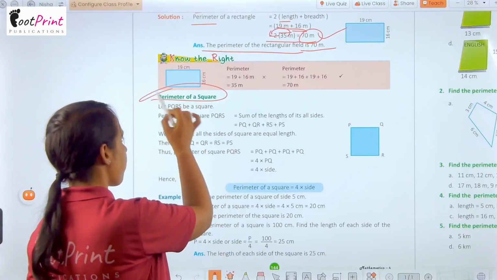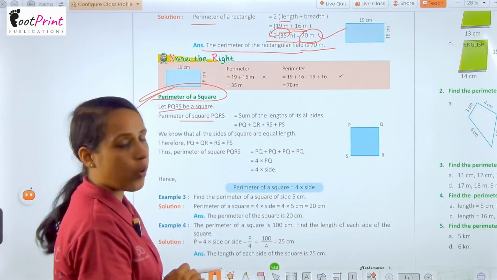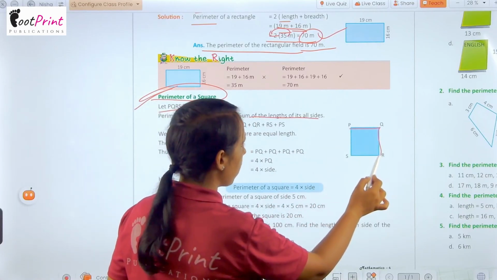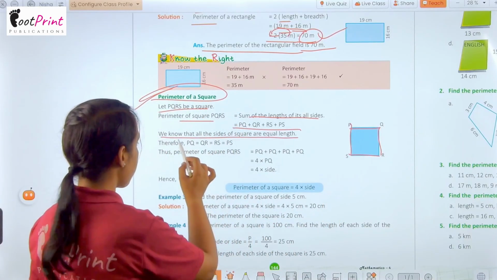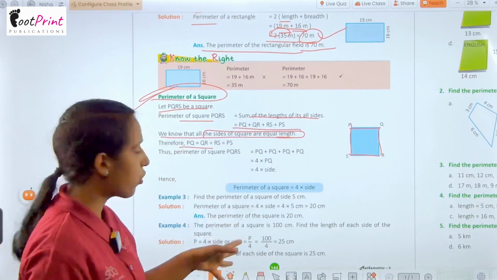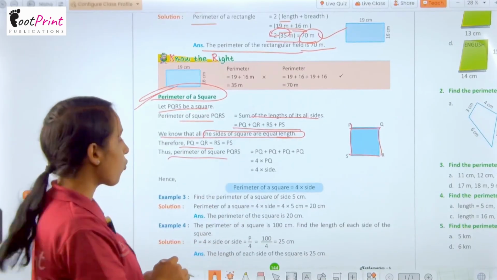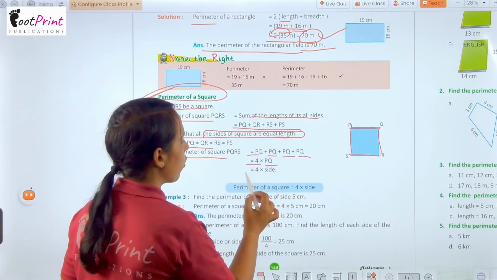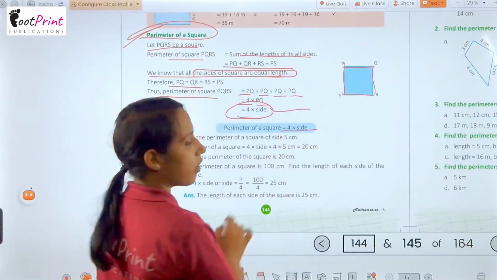Now we have perimeter of square. So here PQRS is a square given. Perimeter of square is sum of all the sides. Okay. So as we know PQ, QR, RS and PS. After adding that we get here, as we know, all the sides of a square are equal length. So we can write PQ equals to QR, QR equals to RS and RS equals to PS. So the perimeter of square PQRS will be PQ plus PQ plus PQ plus PQ. So 4 into PQ means equals to 4 into side. So the perimeter of a square is 4 into side.